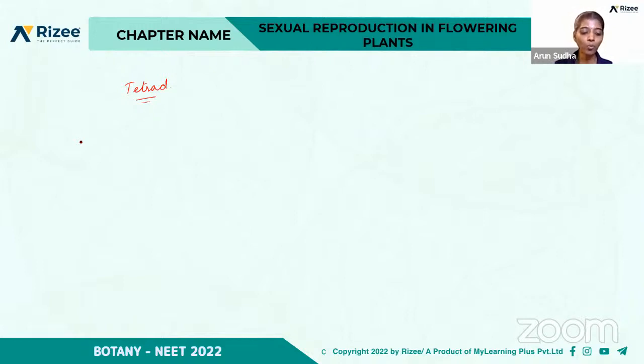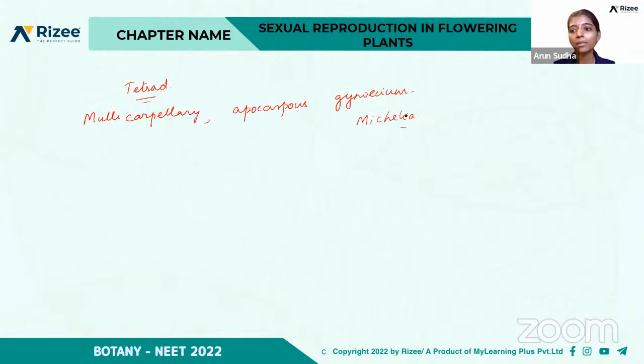A multicarpillary apocarpous gynoecium is found in hibiscus, michelia, papaver, all. So which is the correct answer? Multicarpillary apocarpous gynoecium is present in hibiscus, michelia, papaver, and all. So actually the option is michelia. B is the right answer.